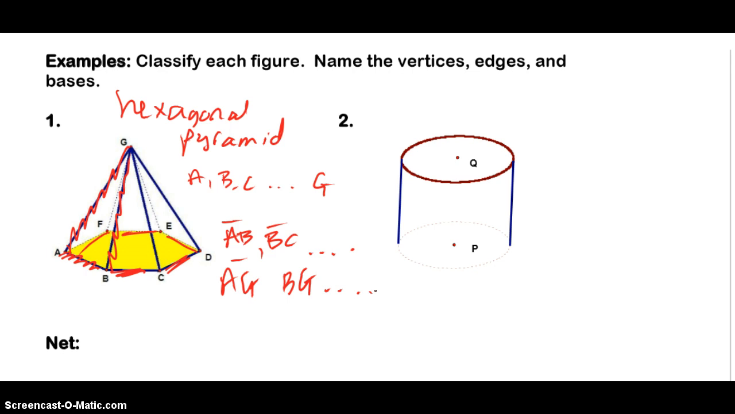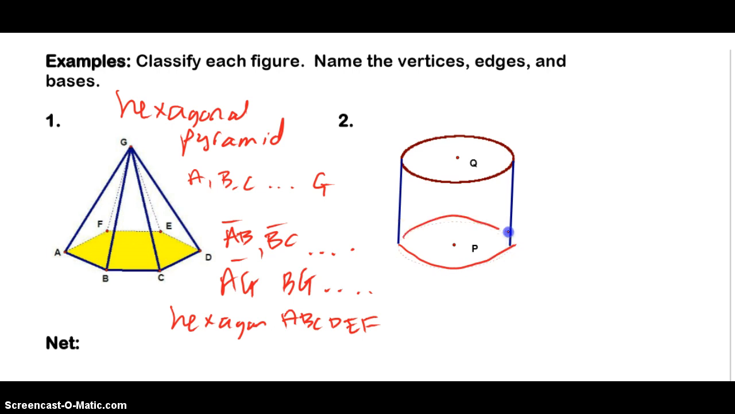And then bases. Well, if you look at the base, I've kind of drawn all over this shape now. But you should see that the base is that yellow shape, and it's a hexagon, A, B, C, D, E, F. And that's the base. Okay, what about this one over here? Let's do number 2 now.